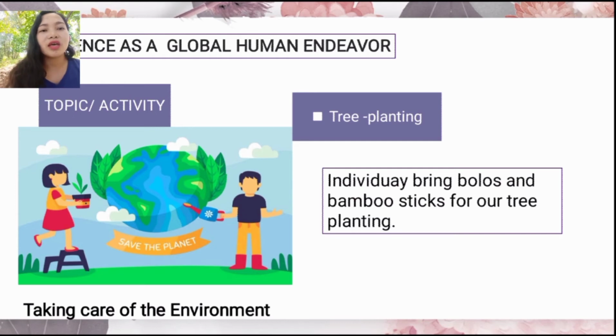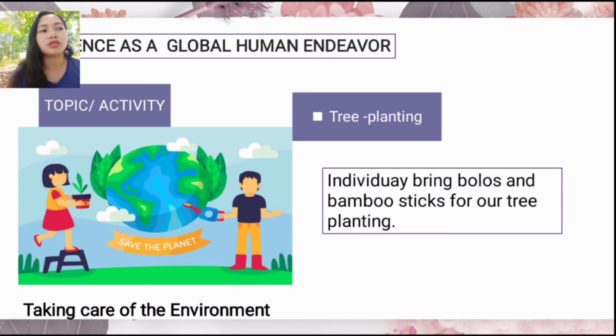This is one way of human endeavor, one way of human initiative to make our place better for living. When you say taking care of the environment, it's just like when you give your pupils or your learners an activity, such as tree planting. This will probably be an individual activity. Sorry for my typo. It's an individual activity.